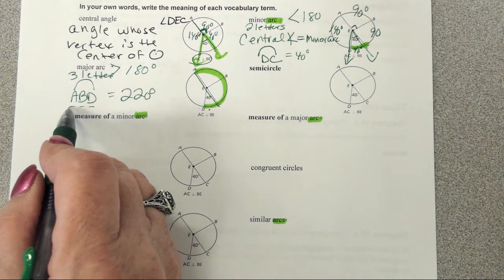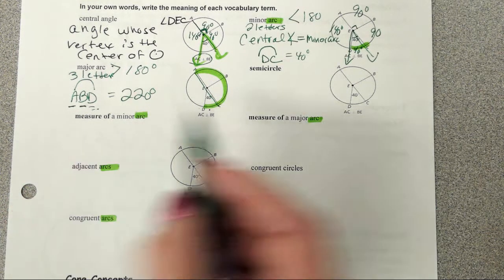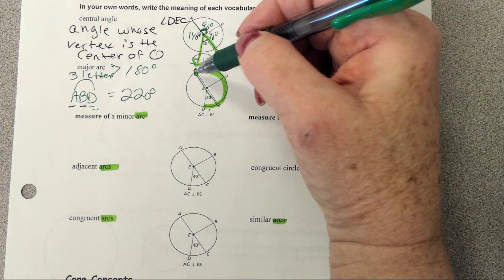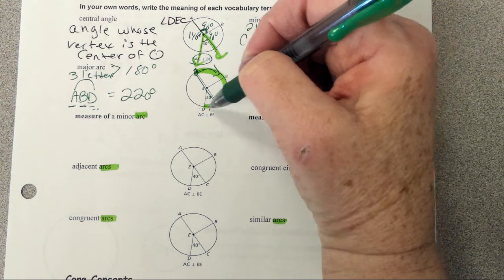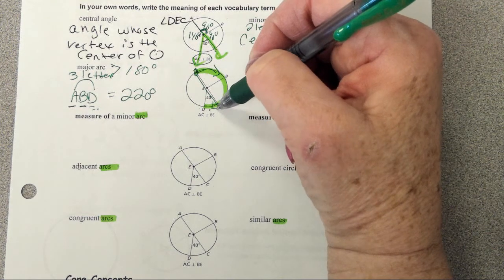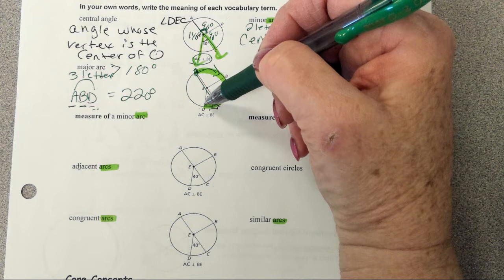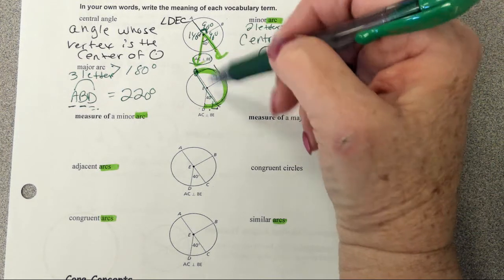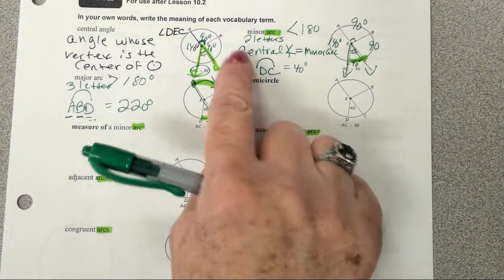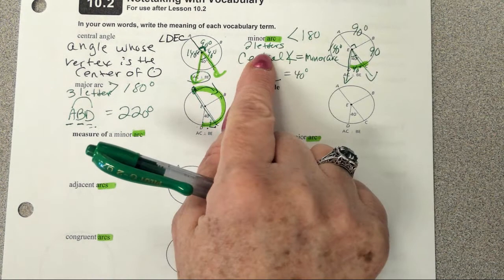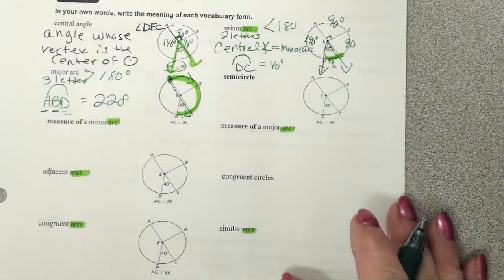It says start at A, go through B and around to D. So if I'm starting here at A and I have to go through B, that means I have to go this direction. Then all the way around to D. If I just said AD, it would make more sense to start here and go this way. But by telling you ABD, that means I'm going that way around the circle. Okay? So minor arc, less than 180 degrees, 2 letters. Major arc, more than 180 degrees, 3 letters.